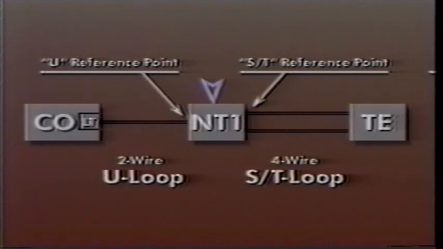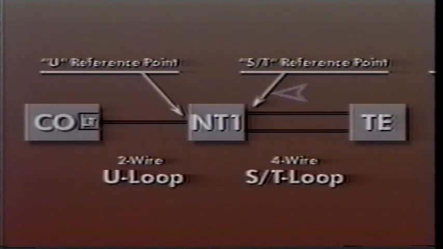The NT1, or Network Termination Type 1, is the device that physically terminates the line. It bridges the 2-wire U loop, used for transmit and receive, and the 4-wire ST loop, 2 each for transmit and receive. Sometimes the NT1 is built into another piece of equipment. For example, an ISDN telephone may contain both the NT1 and TE functions.